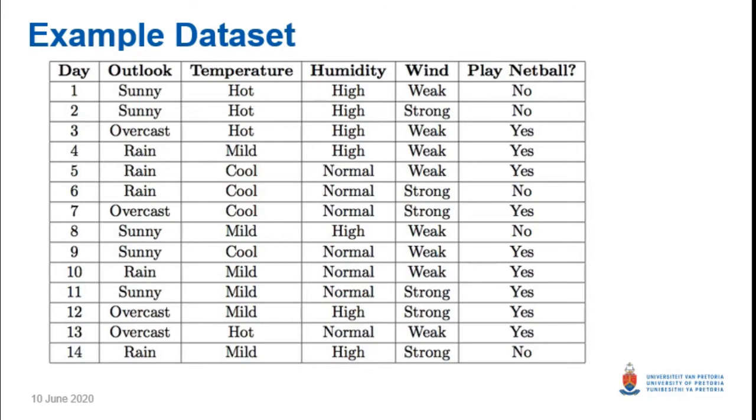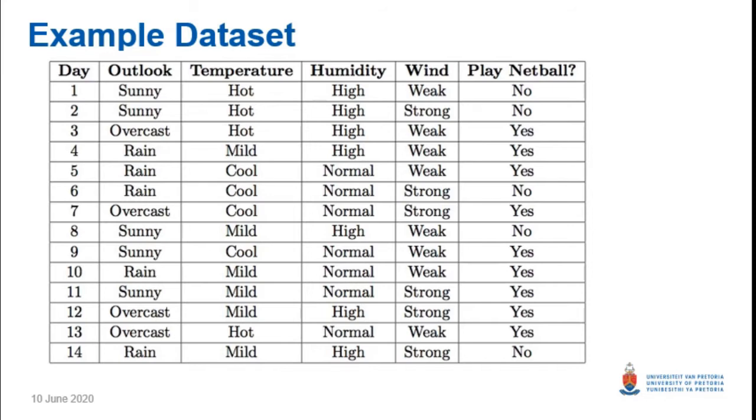So if you look at this data set, the class that you're basically trying to categorize things into is whether to play netball or not to play netball. So it's a no or a yes, which is equivalent to a 0 and a 1. You can see there are 4 attributes, and the attributes are outlook, temperature, humidity, and wind. So the outlook can be sunny, it can be overcast, or there can be rain. The temperature also has 3 values. It can be hot, mild, or cool.